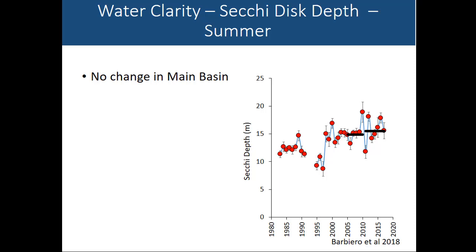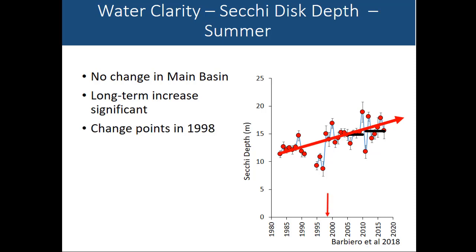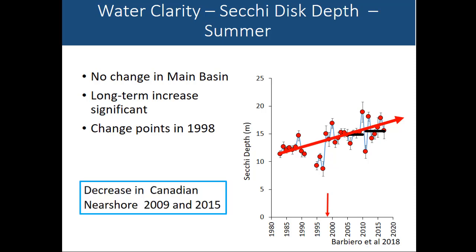In the summer, we see no change in water clarity. We do have a long-term increase. We have an early change point, not fitting with the other ones. But in the Canadian nearshore, there's actually a decrease in water clarity between 2009 and 2015. So summer water clarity has not changed as much as it has in the spring.